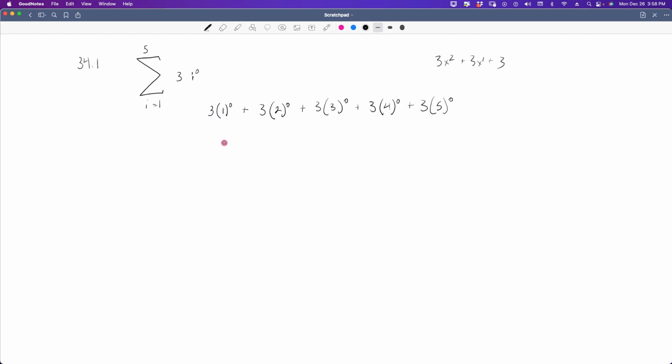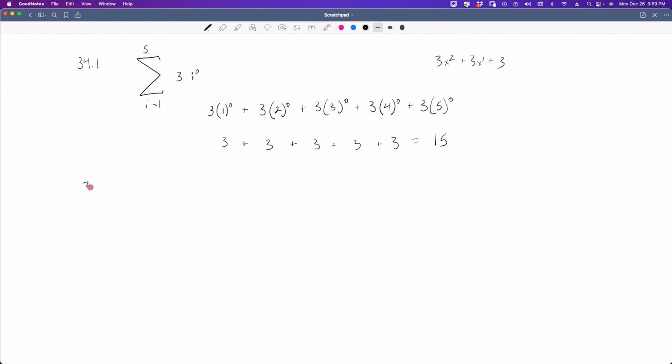3 times 1 is 3, plus 3 times 1 is 3, plus 3 times 1 is 3, plus 3 times 1 is 3, plus 3 times 1 is 3. And we have 5 3's. 3 times 5 is 15. That's it. That is all that is.